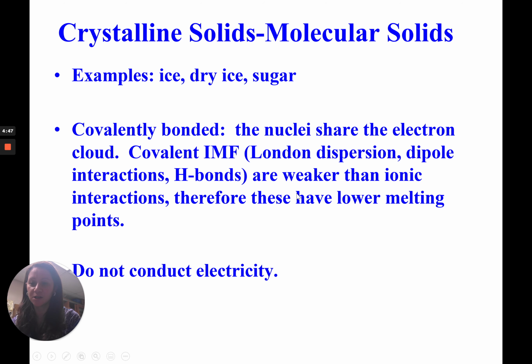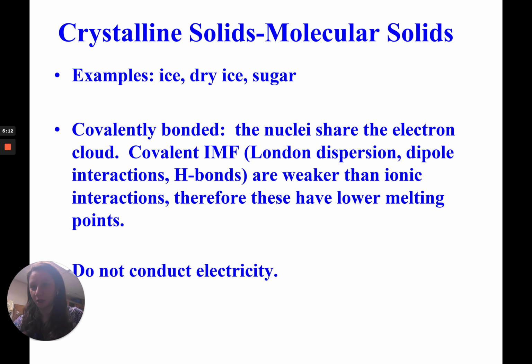The next crystalline solid are molecular crystalline solids. Molecular is another word for covalent. So it's made out of molecules. Covalent substances are made out of molecules. So examples of that would be ice, or dry ice, which is solid CO2, sugar. And these are covalently bonded substances, and so their nuclei share an electron cloud.